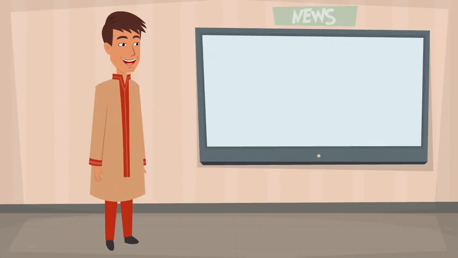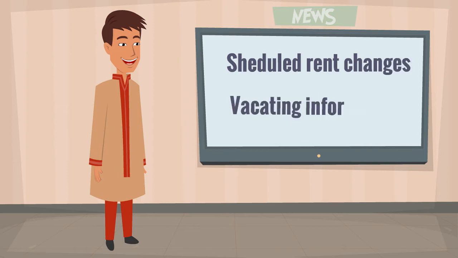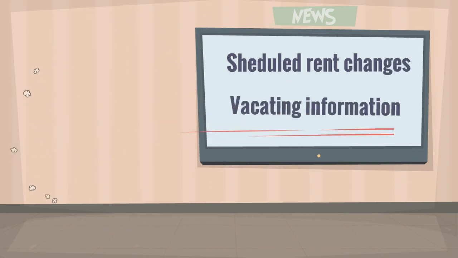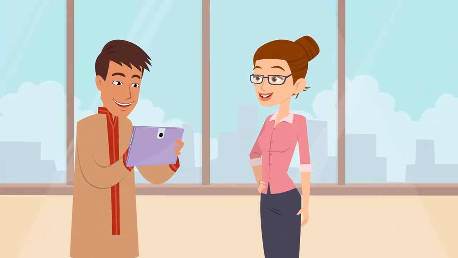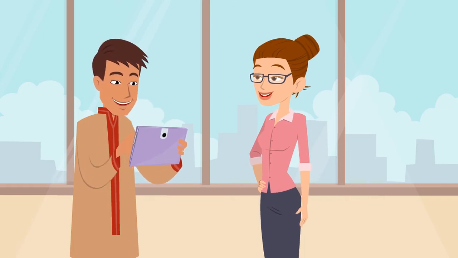Non-transactional information that affects the paid to date, such as scheduled rent changes and vacating information, are included in this ledger. If there are held funds for a tenancy, transactions in and out of this held for tenancy account display in a held for tenancy ledger directly below the main ledger for that tenancy.